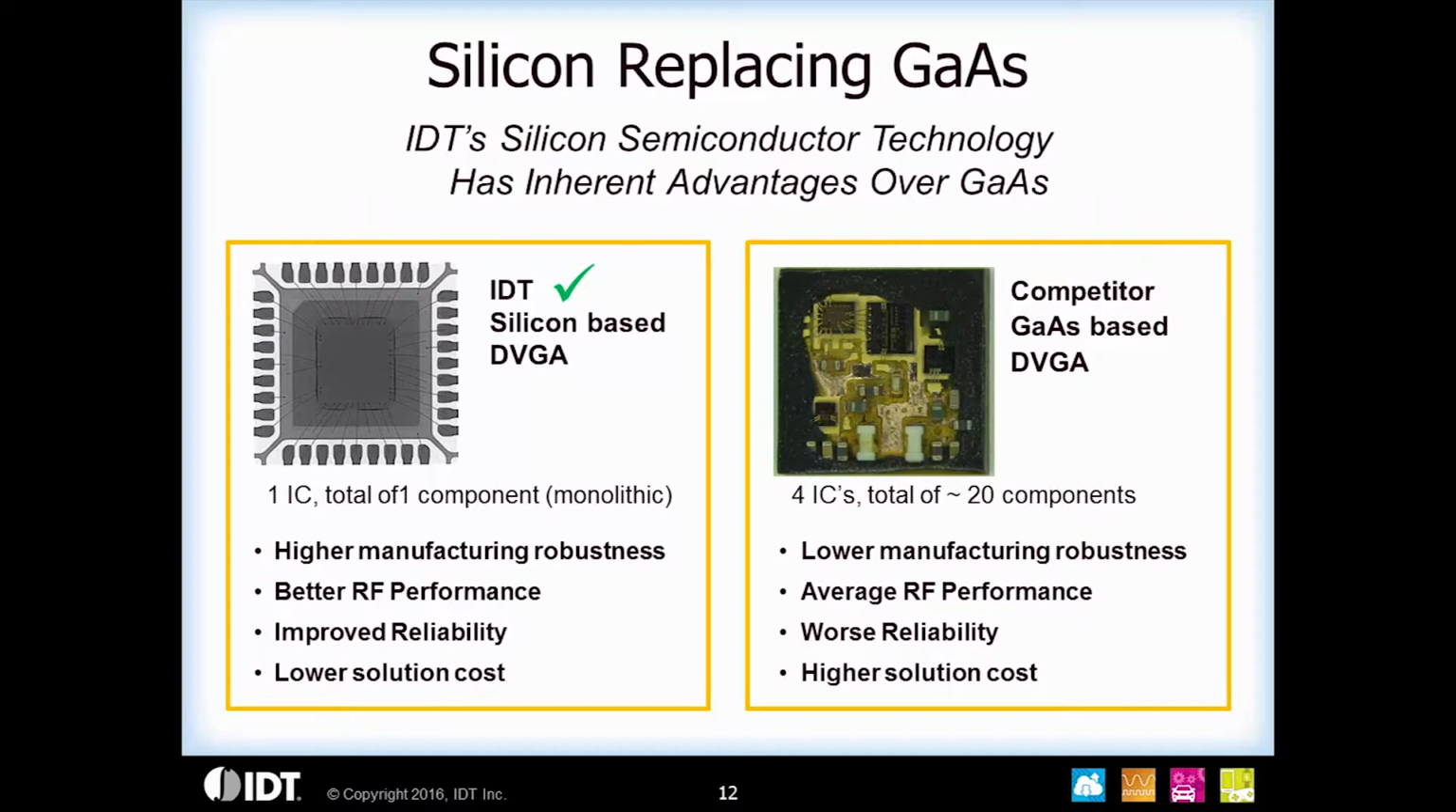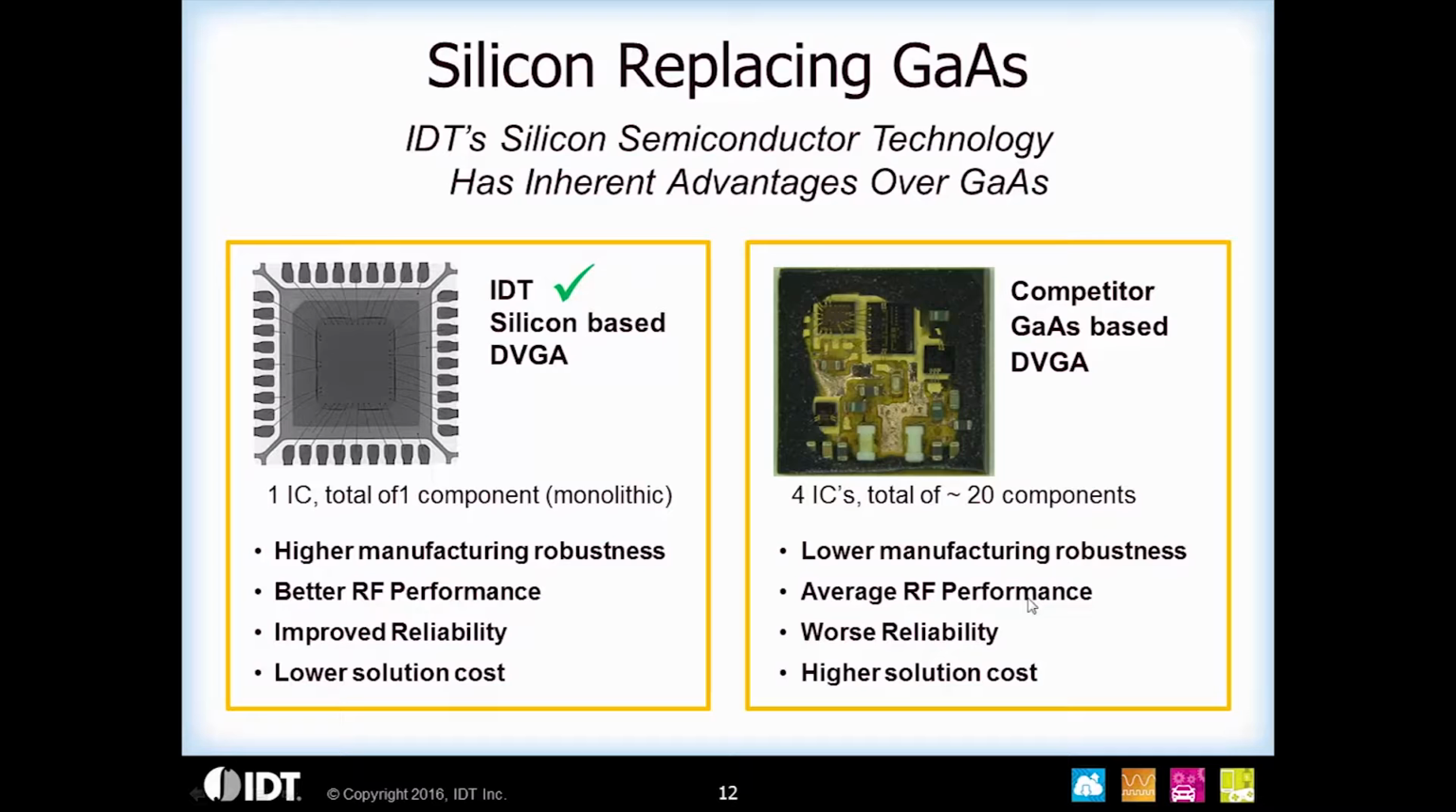Now I'm going to cover some benefits of replacing gallium arsenide with IDT's silicon-based technology. In this slide, some inherent advantages of silicon-based technology are shown, where we only have one component for a DVGA, whereas for a competing device using gallium arsenide, there are 20 components. Due to this, the manufacturing robustness is better, ESD performance is better, RF performance is better, and there's improved reliability and lower solution cost. Whereas for a competing gallium arsenide solution, you get lower manufacturing robustness, average RF performance, and worse reliability.